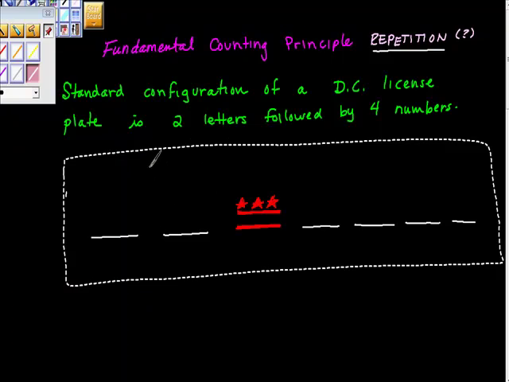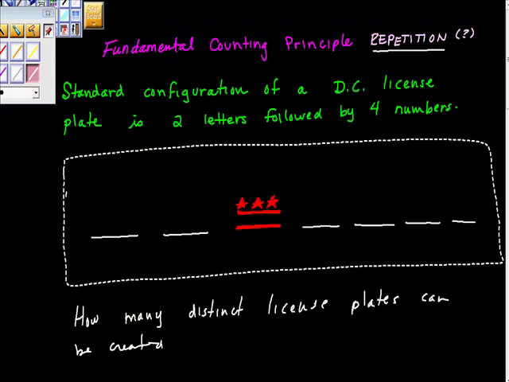Let's start with this example. The standard configuration of a DC license plate, the license plate on the back of your car, is 2 letters followed by 4 numbers. So how many distinct license plates can be created if repetition is allowed? Let's talk about what that means, repetition, in just a second. So here's my question to you.